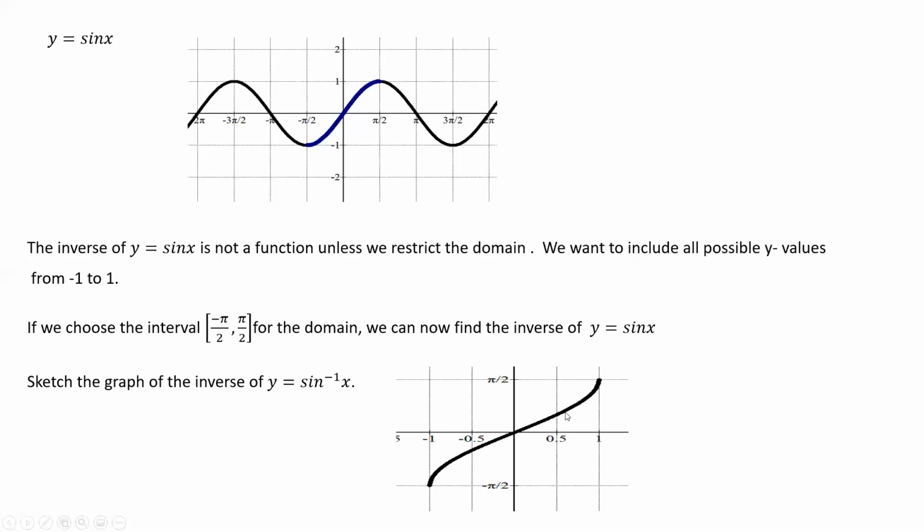If you're wondering about the exact shape of it, that comes from taking a few more points. At pi over 6, the sine value is a half. So at a half, we're at pi over 6. At pi over 3, the sine is root 3 over 2. So at root 3 over 2, we're at pi over 3.